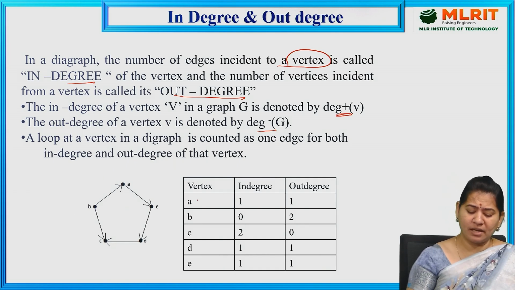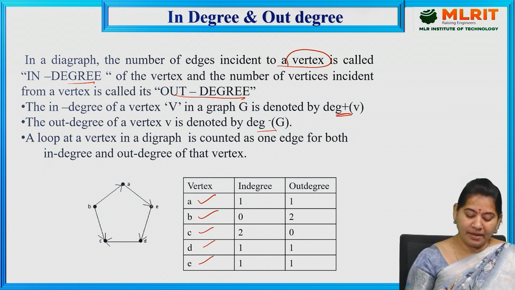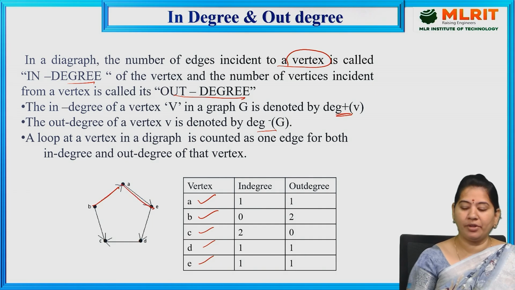Now let us suppose I have one graph here. Those vertices are named A, B, C, D, E. Now for the vertex A, what is the in degree? From the vertex A, one in degree is there and one out degree is there. Why? Because this is incoming and this is outgoing. So 1 and 1. And for the vertex B, both are outgoing only, there is no incoming. So we can say that in degree is 0 and out degree is 2.